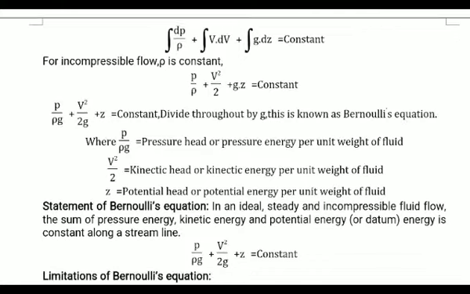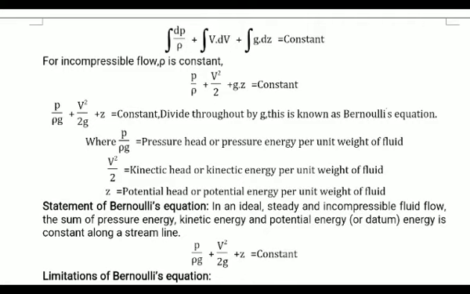Now divide this whole equation by g. Therefore p over rho g plus v square over 2g plus z equal to constant. So this is known as Bernoulli's equation.